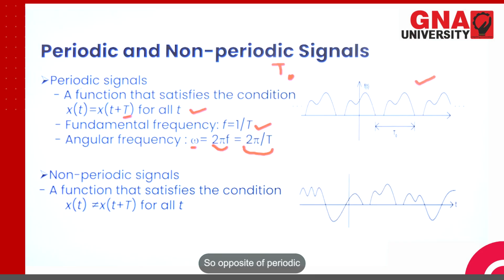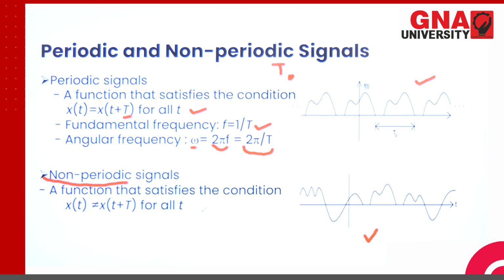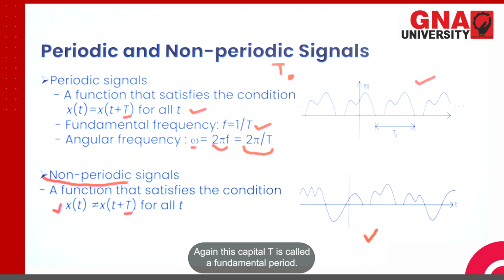The opposite of a periodic signal is a non-periodic signal. A non-periodic signal is also called an aperiodic signal. It is a signal which does not repeat itself after a fixed interval of time. Now you can observe the difference in this example on this figure. The signal does not repeat itself. So the condition for this is x of t is not equal to x of t plus capital T. Again, this capital T is called a fundamental period.